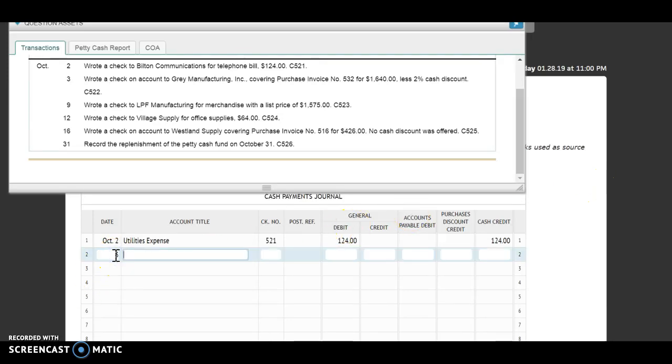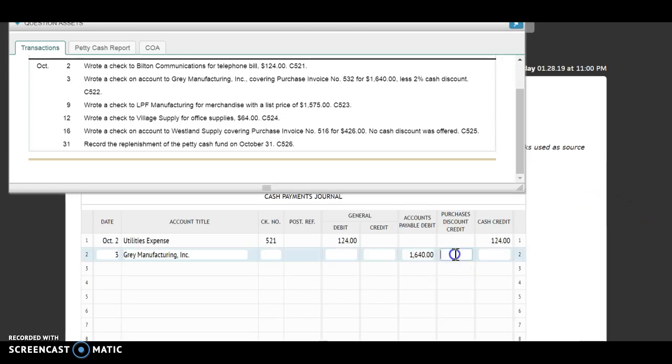On the 3rd, we wrote a check on account to Gray Manufacturing Incorporated, covering purchase invoice number 532 for $1,640 less a 2% cash discount, check number 522. So first I'm going to put my vendor into my account title, so Gray Manufacturing Incorporated. And then I'm going to go over to my accounts payable debit. I'm going to debit my accounts payable for the full amount that I owed them. So my purchase invoice was for $1,640. That's how much I owed them. That's how much I'm going to debit accounts payable for.